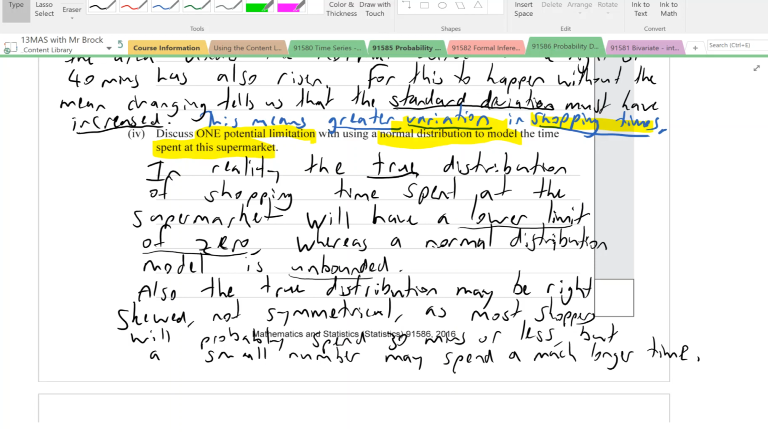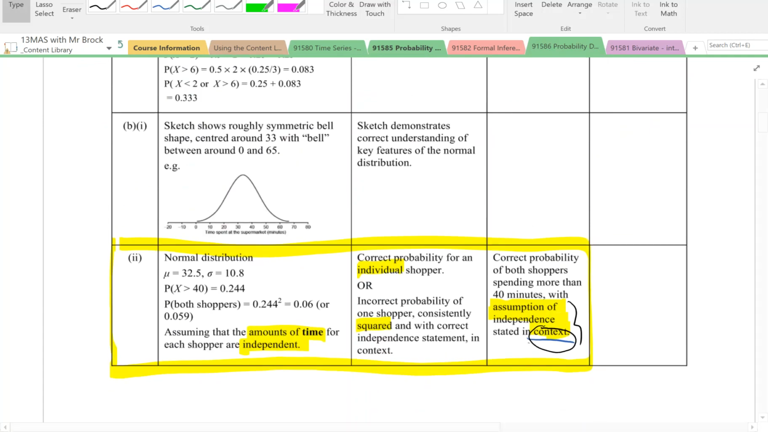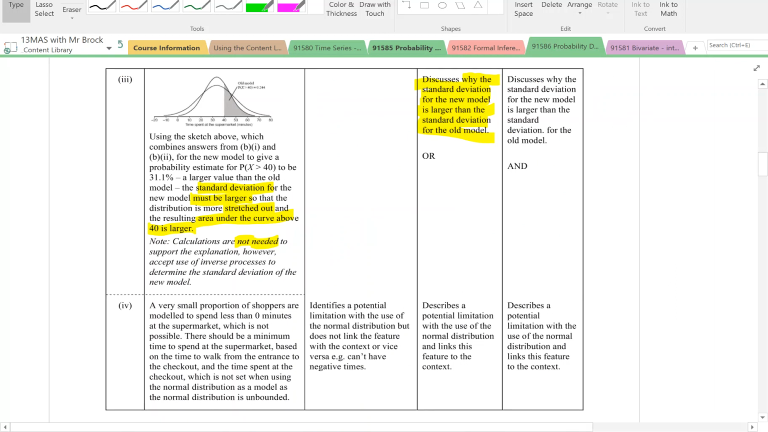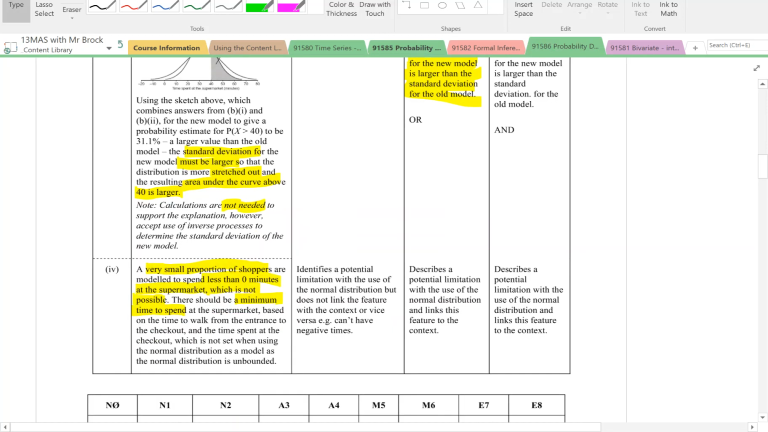So let's look at the marking scheme. Parts 3 and 4 we kind of marked together. We already talked about part 3. Part 4, it says a very small proportion of shoppers are modelled to spend less than 0 minutes at the supermarket. That's using a normal curve, which is not possible. There should be a minimum time to spend at the supermarket, based on the time to walk from the entrance to the checkout and the time spent at the checkout, which is not set when using the normal distribution as a model, as the normal distribution is unbounded. So we sort of talked about that too.